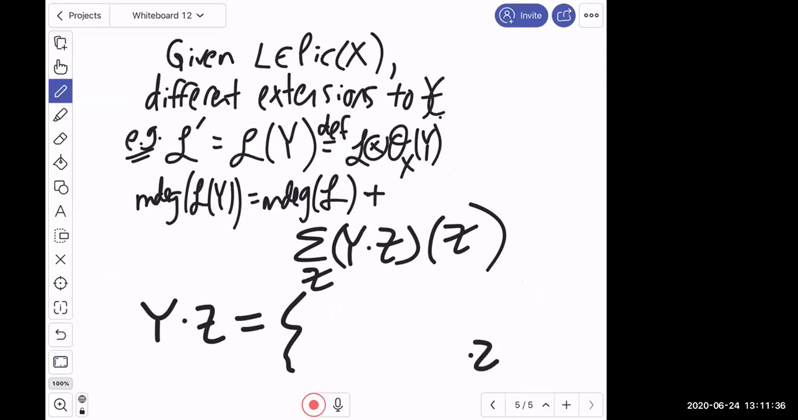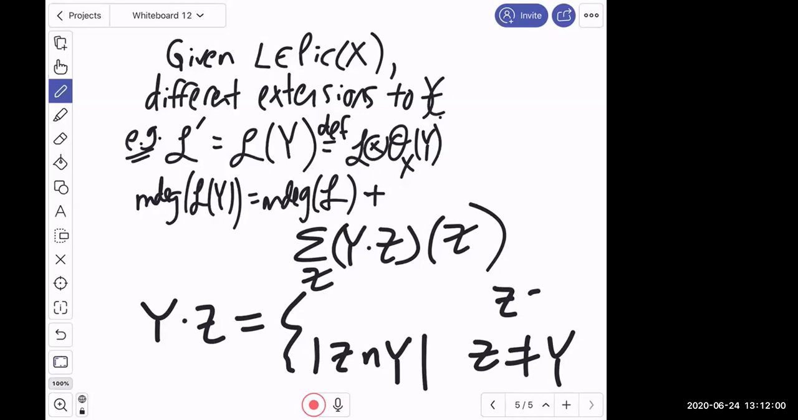Well, if Z is different from Y, so I twisted by some component Y of the special fiber, if Z is not equal to Y, then we're just counting how many intersection points we have. That's just what it means to intersect two curves, right? Because I'm assuming it's semi-stable, so the intersection is transverse. So intersection theory is just counting points. If Z equals Y, then of course you can't do that.